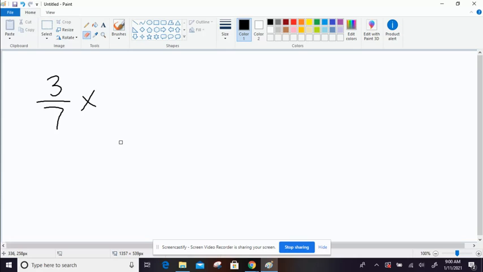So I'm going to replace the 4 with 4/1. And then I just multiply straight across, and I end up with 12/7.